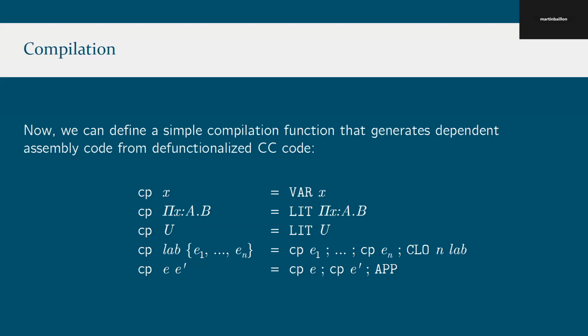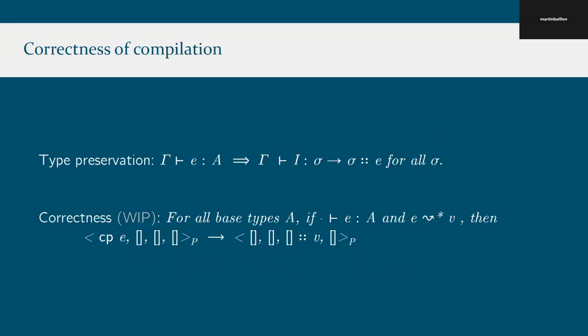There's really nothing interesting going on, and we're able to show this is immediately type preserving, in the sense that whenever you have a well-typed term, you can compile it to an instruction that generates this well-typed term on top of the stack. And eventually, with some fighting, you will be able to show that this is correct, in the sense that if you have a well-typed program and it terminates to some value, then the compiled thing also ends with the same value on the top.